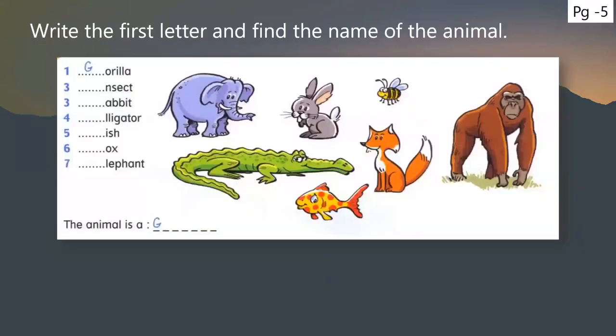So let's go here. Now you have to write the first letter. Yes. And so you have to find the name of the animal. Here, you have to find the name of the animal. So at first, you have to write down the letters here. So for number three, so look at this picture. What is it? Yeah, it is an insect.